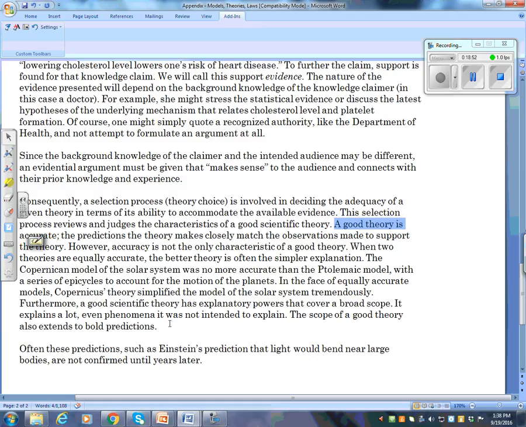Furthermore, a good scientific theory has explanatory powers that cover a broad scope. In other words, they explain a lot of things. It explains a lot, even phenomena it was not intended to explain. The scope of a good theory also extends to bold predictions. Often these predictions, such as Einstein's prediction that light would bend near large bodies, are not confirmed until years later.